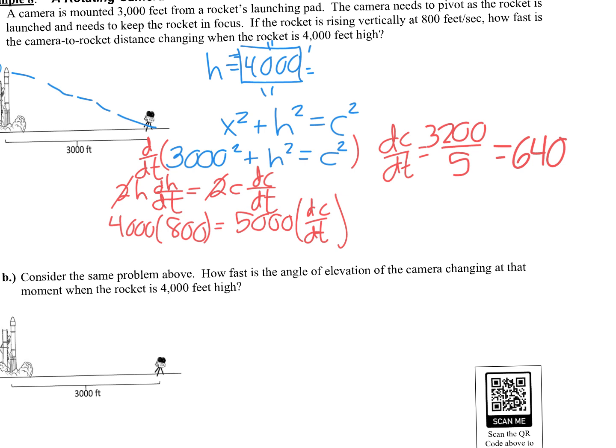640, and that would be what? Feet per second. So that's how quickly that's changing. So how did you answer this question? Jonah, how would you answer this question? They asked, how fast is the camera to rocket distance changing?